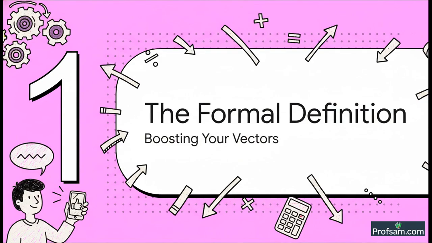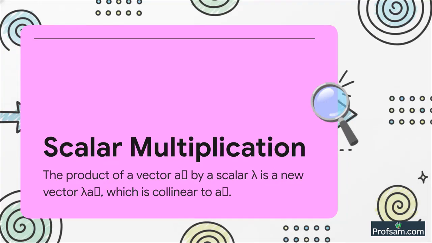Okay, so this idea of a social media boost is a nice way to think about it. But how does this translate into the proper language of mathematics? Let's have a look at the formal definition from your textbook. Right, here it is. Now, don't let the formal words intimidate you. A scalar is just a fancy name for a regular real number. You know, like 2 or -5, or even a fraction like 1/2. We often use the Greek letter lambda to represent it.